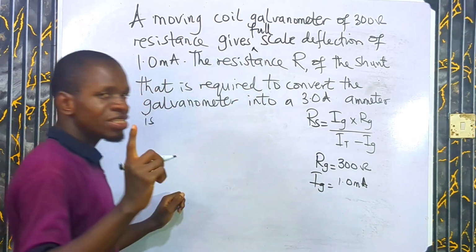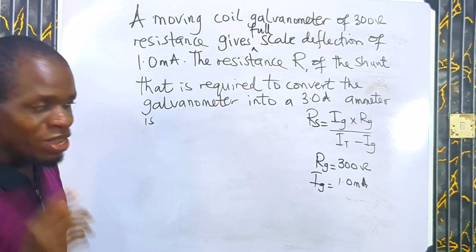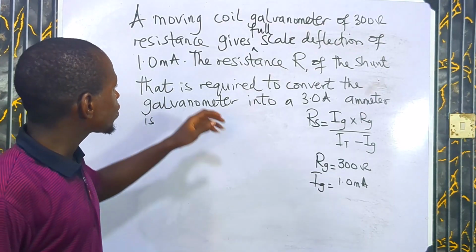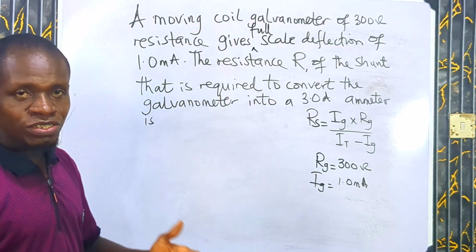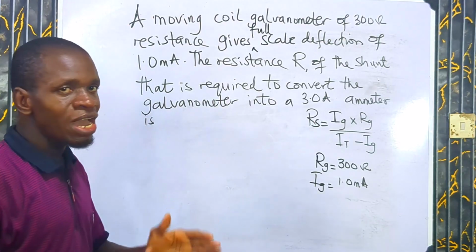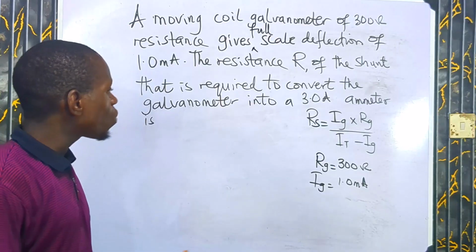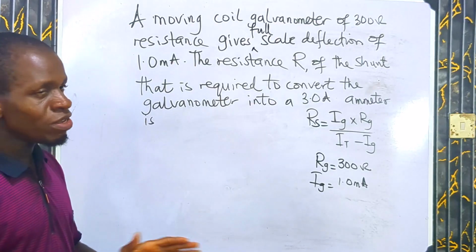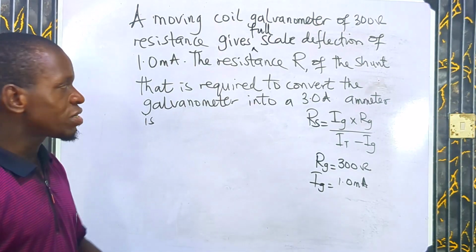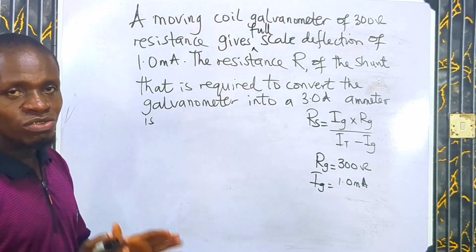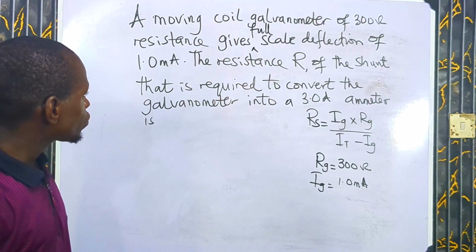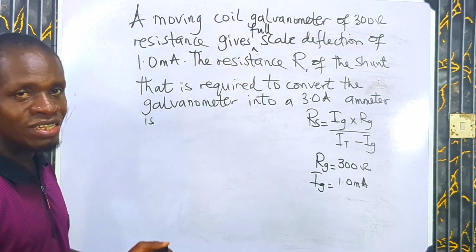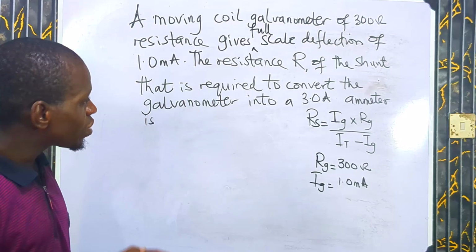Then another secret that I need you to take note of is that the current of the galvanometer is most often a milliampere. It's either 0 to 10 milliampere, or 50 milliampere, but it's always a milliampere. So that's one of the things that I will tell you. Immediately you see that, you can consider that. Read along carefully and you can consider that.